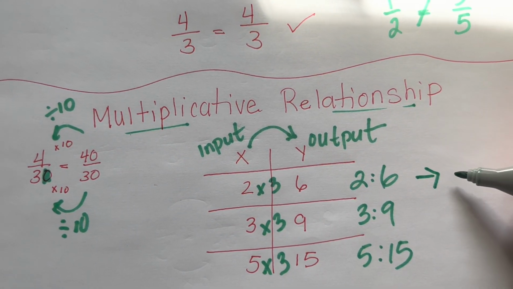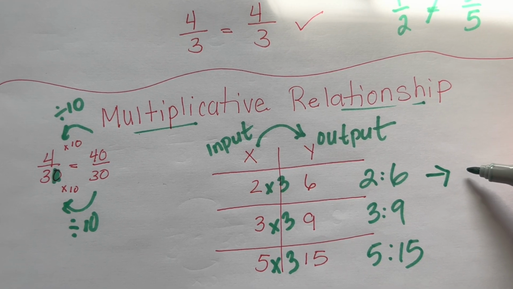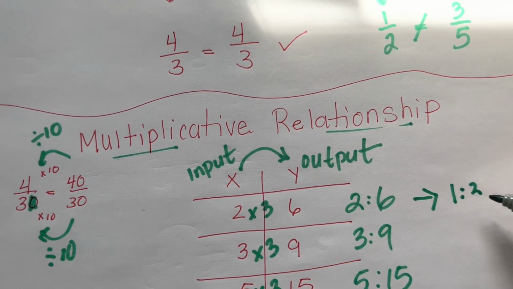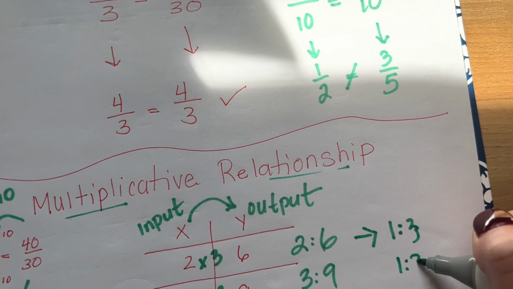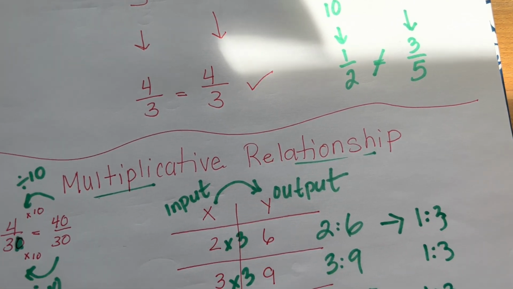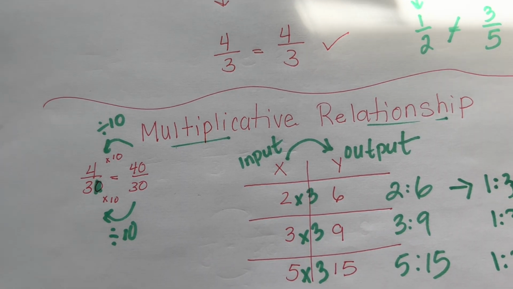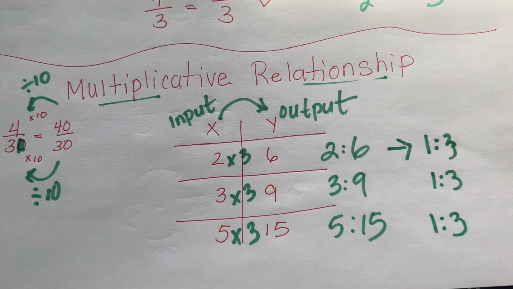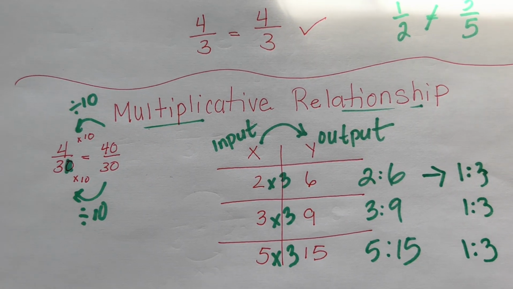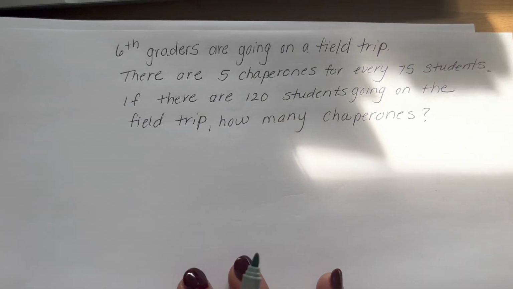And you can also see that if you were to simplify these, they would all be simplified 1 to 3. So we're also checking, we have the multiplicative inverse here, and they simplify to the same numbers. So let's go ahead and look at another example.